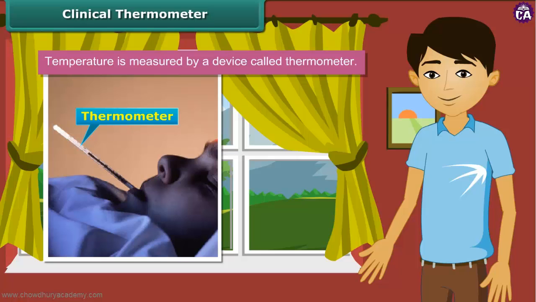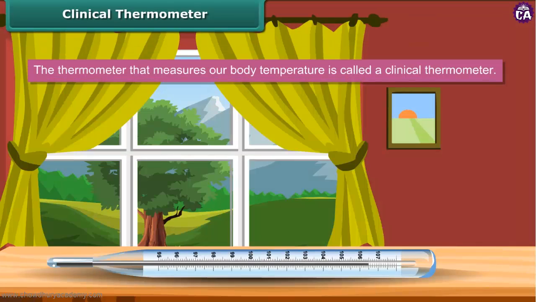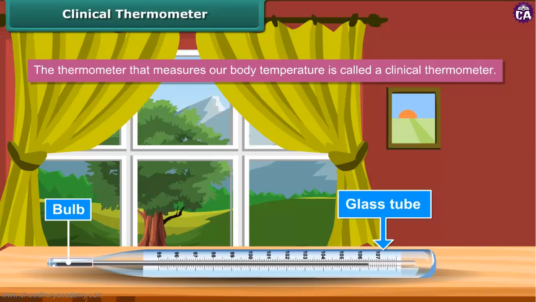The most common use of a thermometer is to measure our body temperature. Such a thermometer is called a clinical thermometer. A clinical thermometer consists of a long, narrow, uniform glass tube. It has a bulb at one end filled with mercury. Outside the bulb, a small shining thread of mercury can be seen.